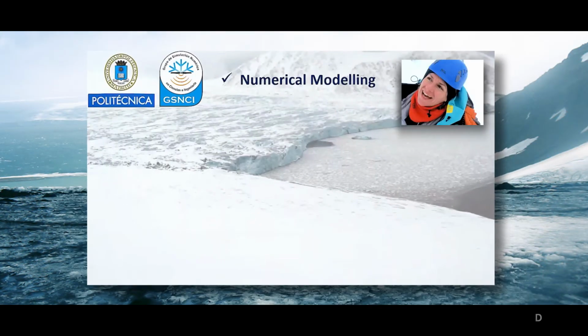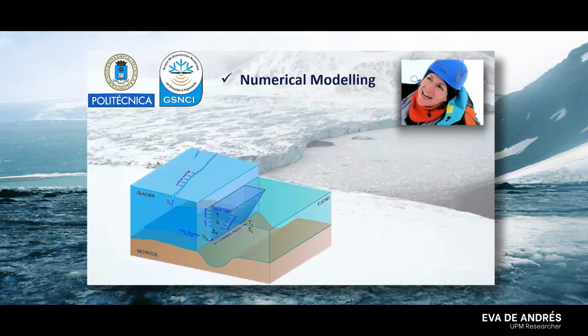To build the numerical model, we first need to identify the different components of the system which are subject of simulation. In our case, we should think in two components: the ice one, which is the tidewater glacier, and the ocean one, which would be the fjord where the glacier ends.